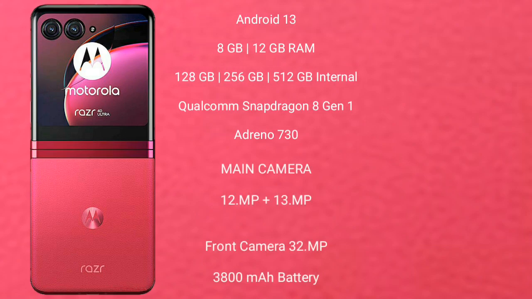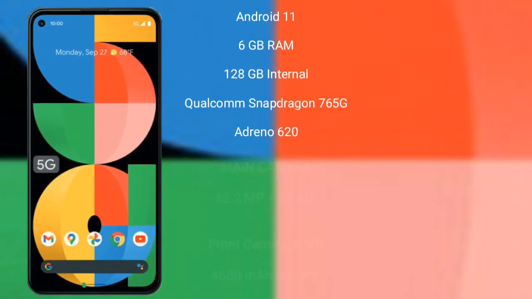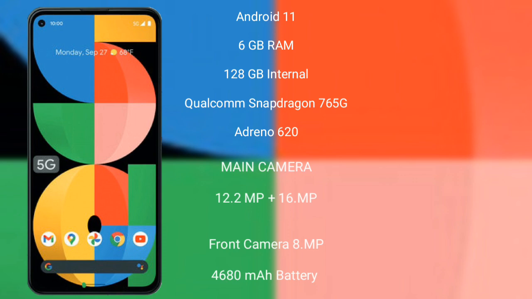It comes with 8GB, 12GB RAM and 256GB, 512GB internal storage, Qualcomm Snapdragon 8 Gen 1 processor and its GPU Adreno 730. Motorola Razr 40 Ultra rear set dual camera setup, 12MP plus 13MP and its front camera 32MP, 3800mAh battery, 30W fast charging support. Google Pixel 5a runs on the Android operating system, Android 11.